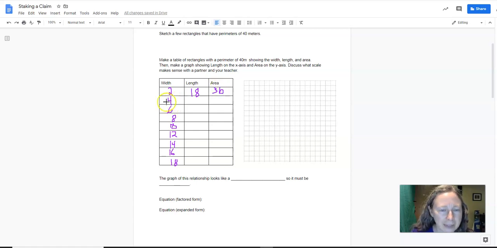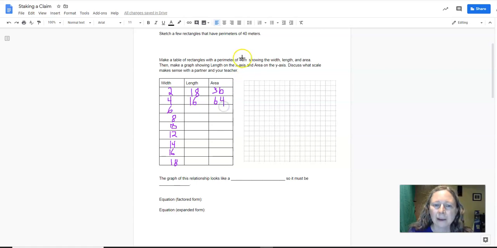And then on the next line down, if the width is 4, the length plus the width has to add up to 20. So the length would be 16, and 4 times 16 is, oh gosh, let me think about this one. 32 is 2 times 16. 2 of those would be 64.